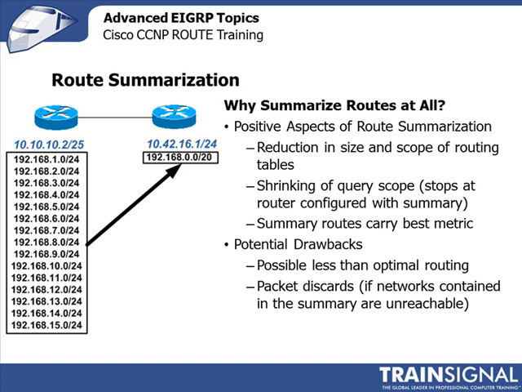And ultimately, another thing is because summary routes carry the best metric, administrative distance can be much lower. Now, a couple drawbacks to using summary routes is it sometimes can result in less than optimal routing for a variety of reasons. And another thing is it can create packet discards. In other words, if the network that's within the summary has gone away and the summary is still being advertised because some aspect of it is still up, then packet discard may happen and it makes troubleshooting a little more difficult. So those are some things to keep in mind, both benefits and drawbacks to route summarization.